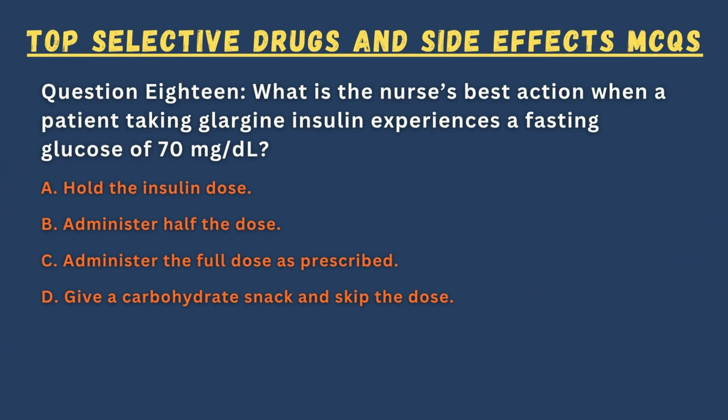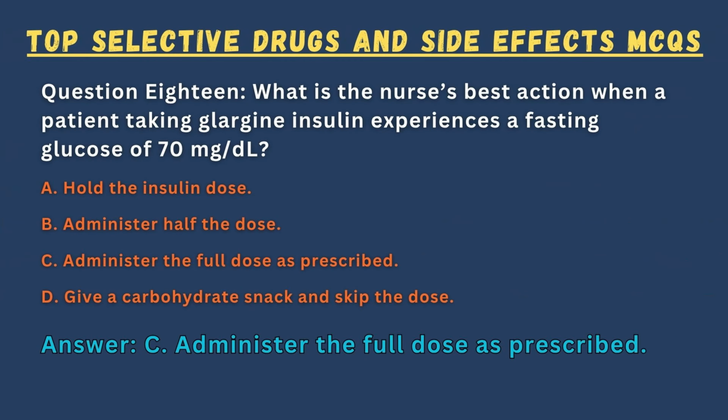Question 18. What is the nurse's best action when a patient taking glargine insulin has a fasting glucose of 70 milligrams per deciliter? A. Hold the insulin dose. B. Administer half the dose. C. Administer the full dose as prescribed. D. Give a carbohydrate snack and skip the dose. Answer: C. Administer the full dose as prescribed.